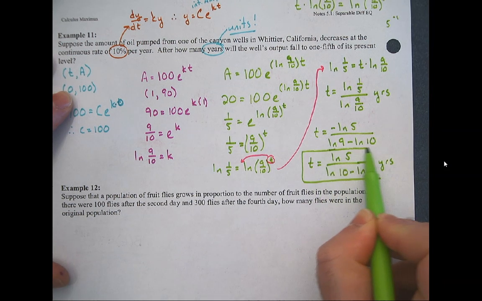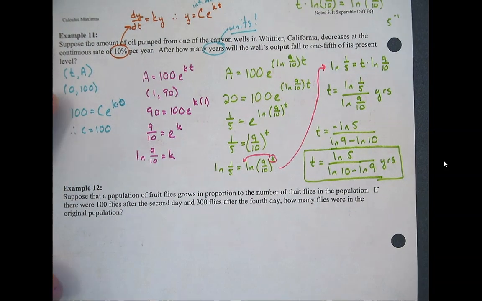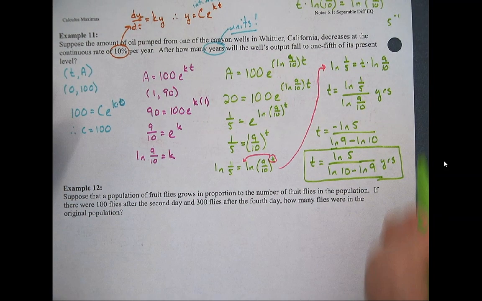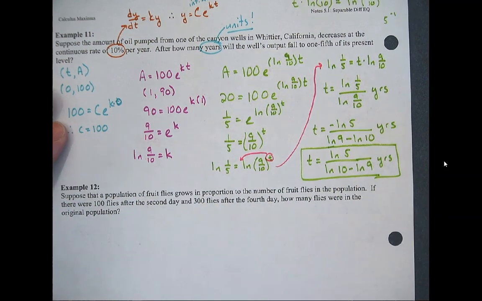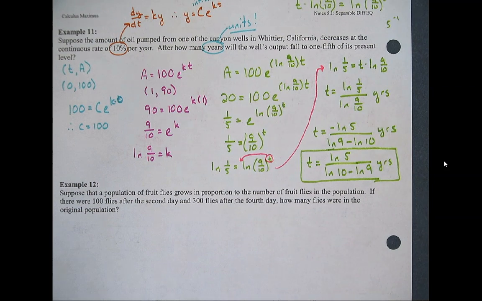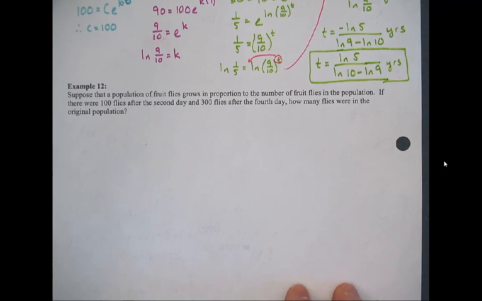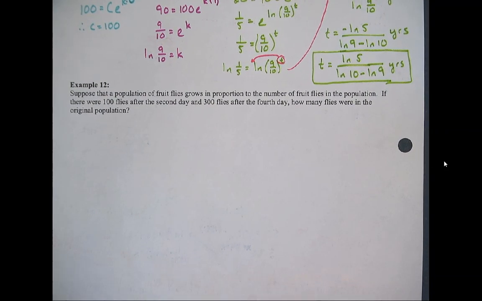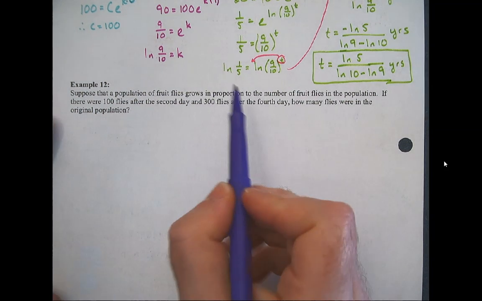Years. Ooh, I almost drew my box without my units. Without my units, I might as well put them here too, just for good measure. Suppose a population of fruit flies grows in proportion to the number of fruit flies in the population. It's a dead giveaway. That's the word that we're looking for.